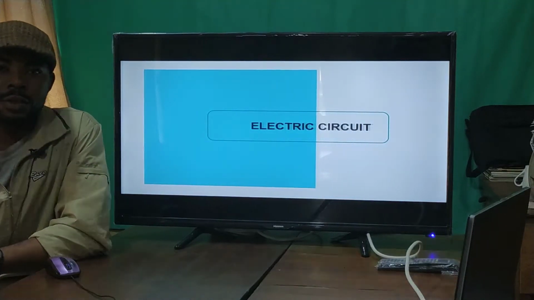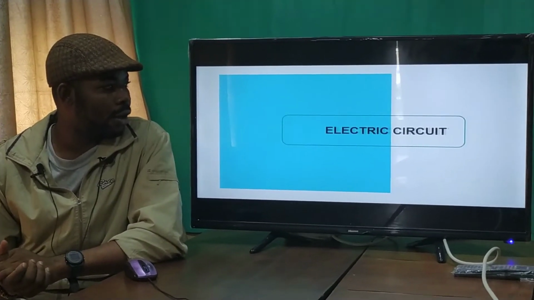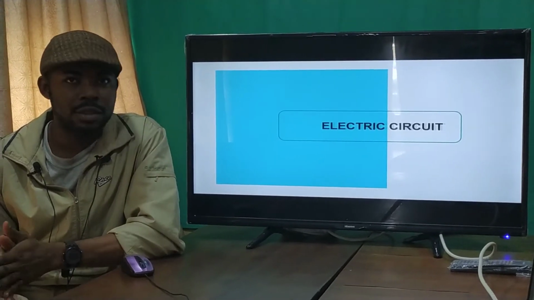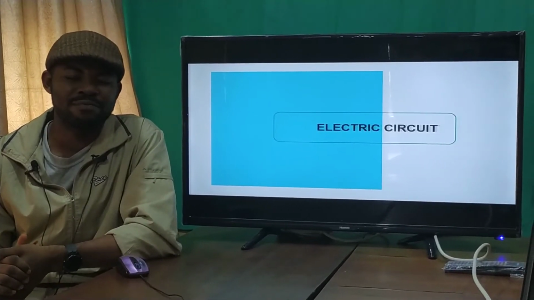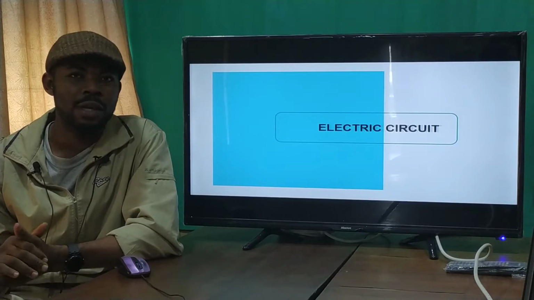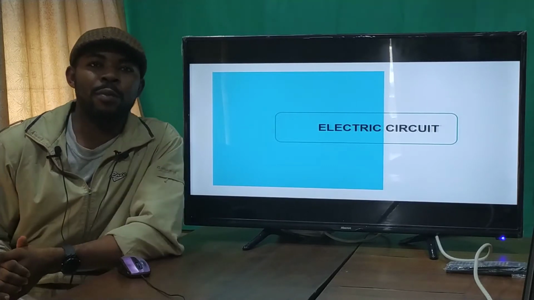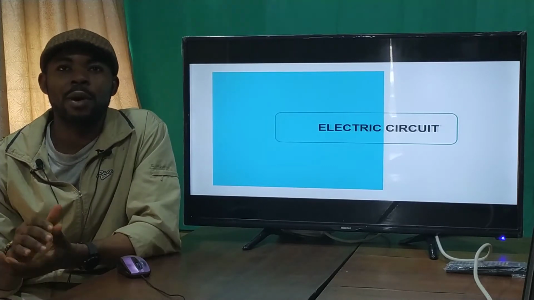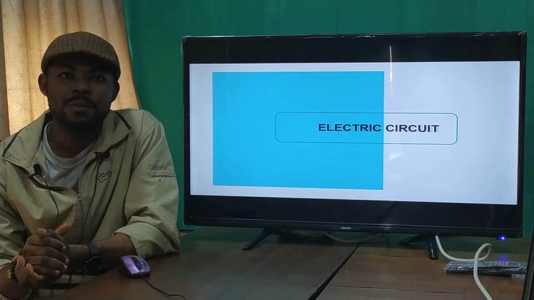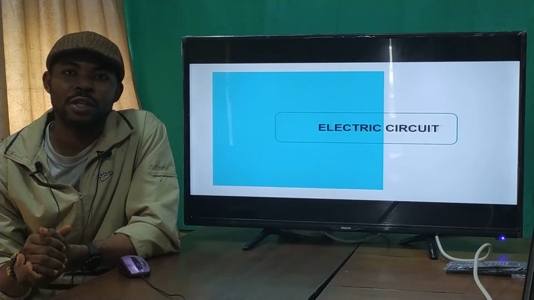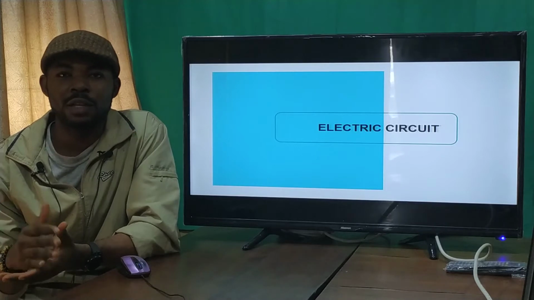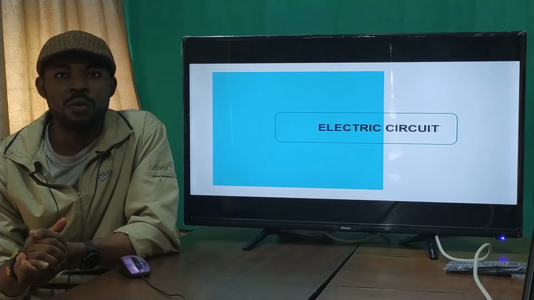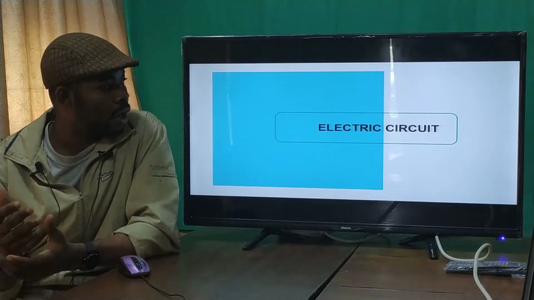Hi students, today we are going to be looking at the topic electric circuits. What is electric circuits and the rest of them. If you remember from our previous classes, we were talking about electricity and electronics, and we know that electricity comes from the word electrons and the movement of electrons. So today we are going to get into the subject of electric circuit.